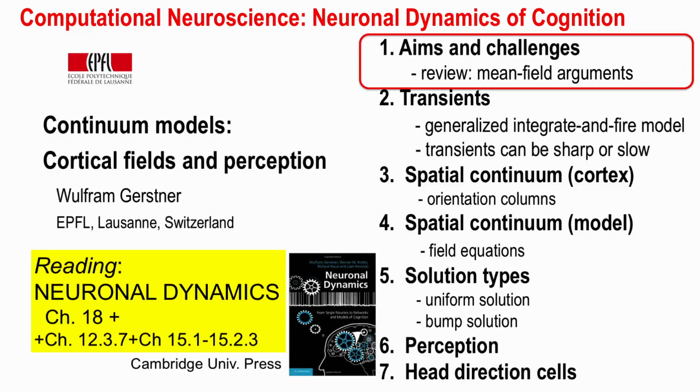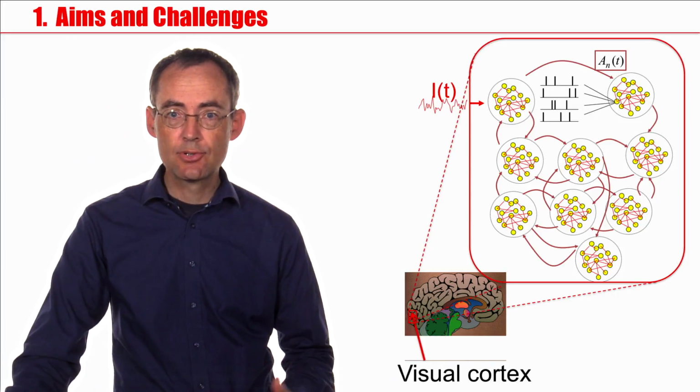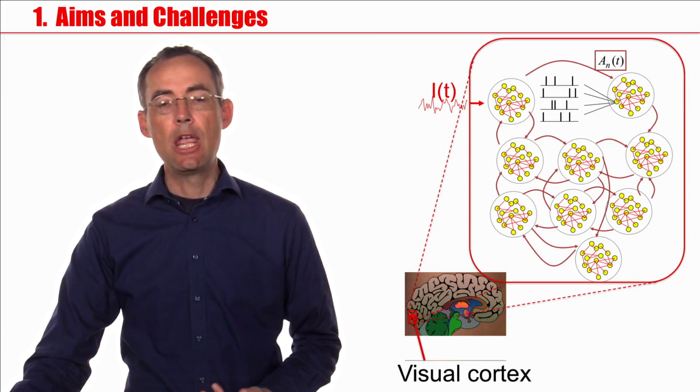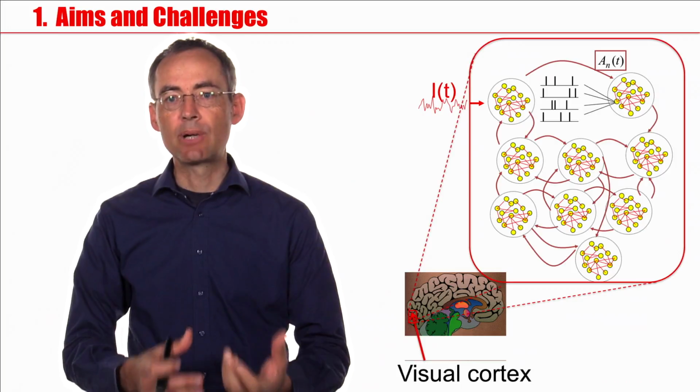So welcome to the class Computational Neuroscience, Neuronal Dynamics of Cognition. This week we will look at so-called continuum models. They are also called field models, and they can be used to describe cortical perception. Our brain consists of neurons, thousands of neurons, hundreds of thousands of neurons. These neurons are organized in populations, and these populations can do impressive things.